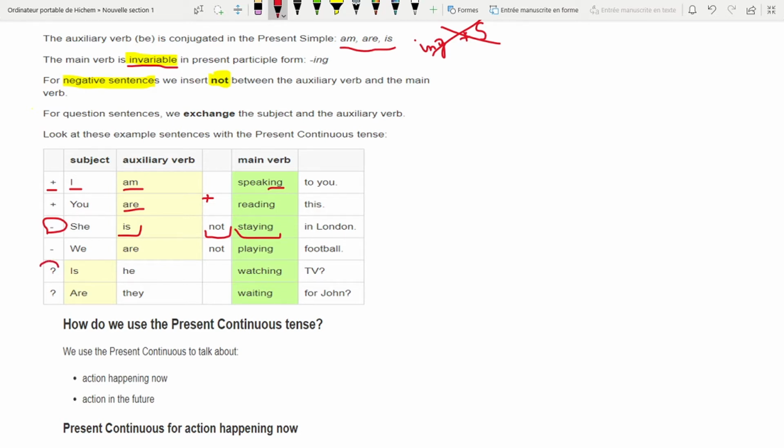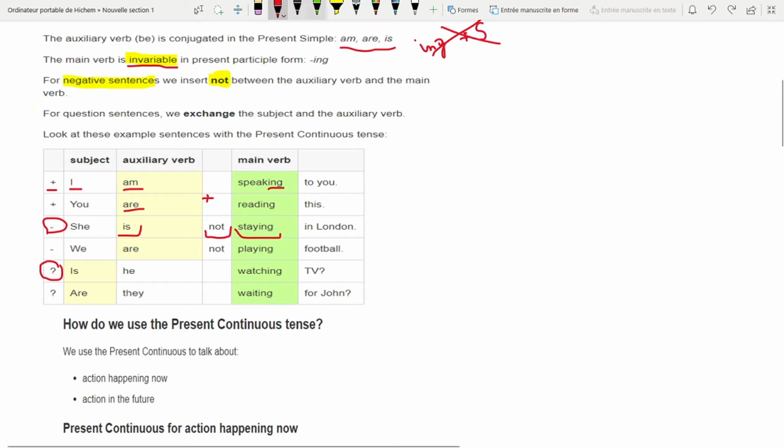Then this is how we form a question. Normally, if it was a declarative or a positive sentence, he will be here, right? But it's not. So we reversed the verb and the subject, or we exchanged the verb and the subject. We get a question. Is he watching TV? Are they waiting for John? Right? So this is how we form sentences in the present continuous.